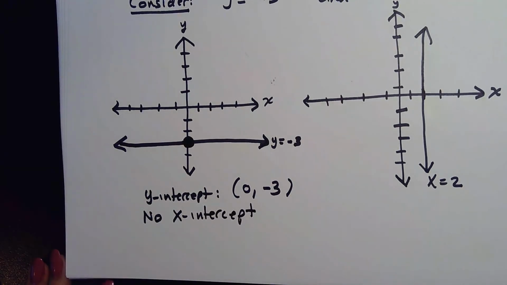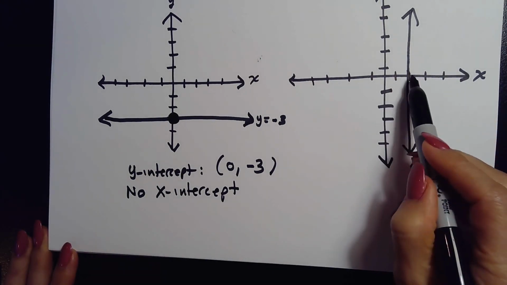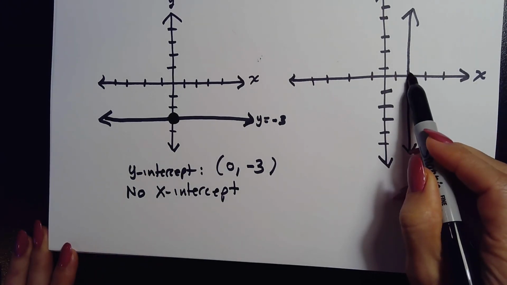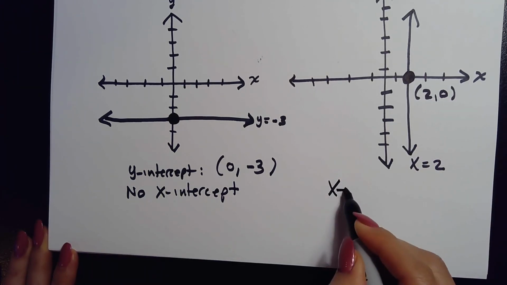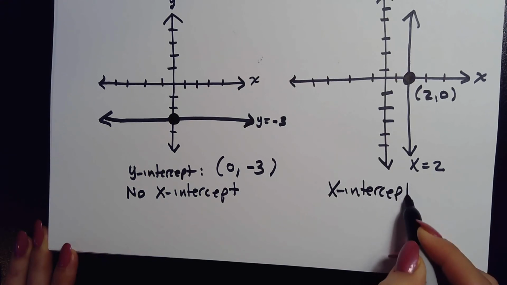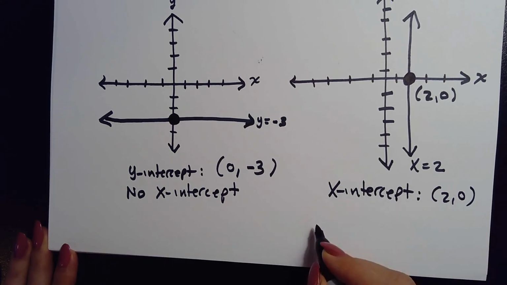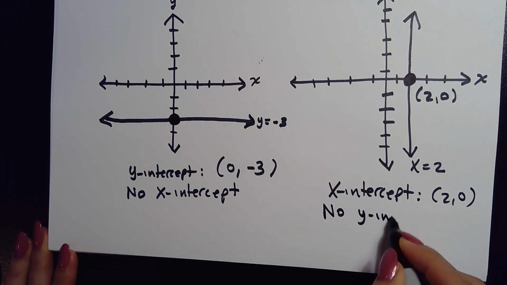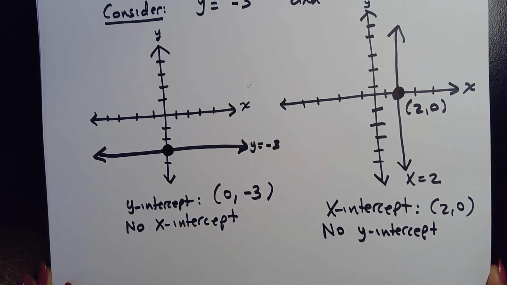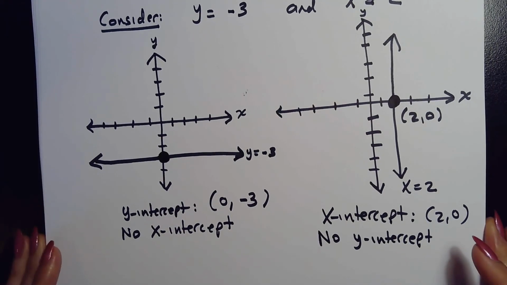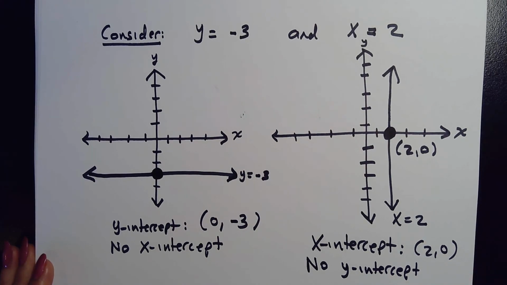Okay? And so here, when you look at x equals 2, it only has an x-intercept because it crosses the x-axis at 2 comma 0. So the x-intercept is the point 2 comma 0, and there is no y-intercept. Okay, so I wanted to show you these 2. Let me lower the paper a little bit so you can see everything here.